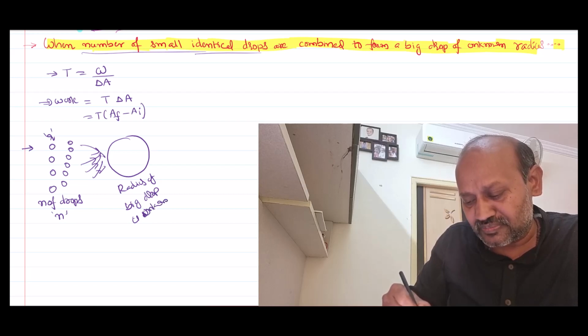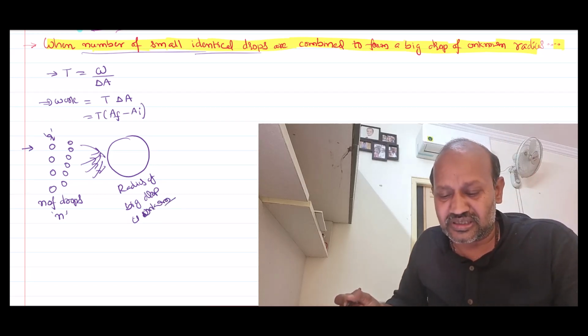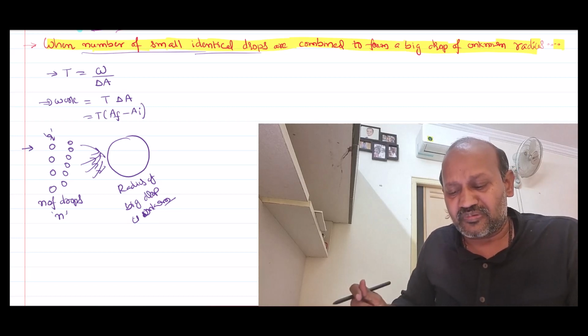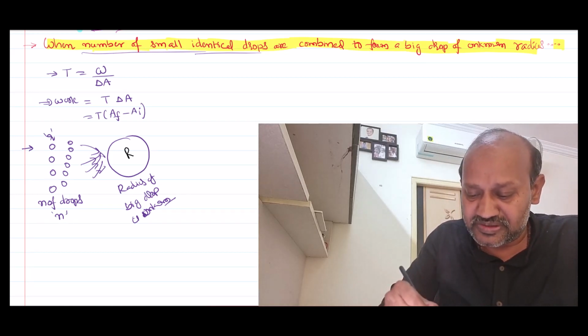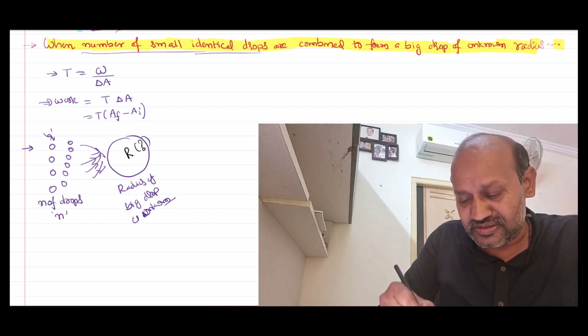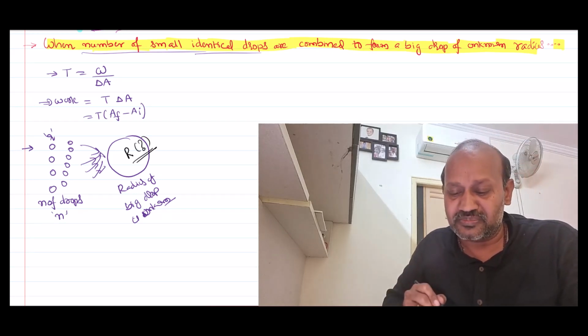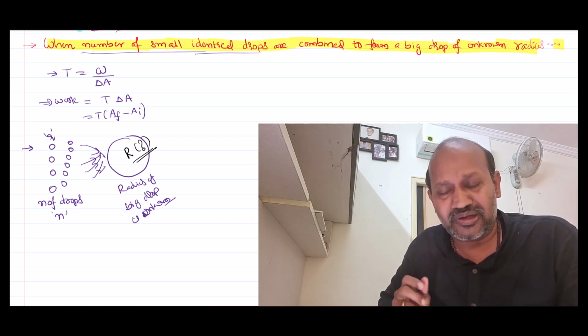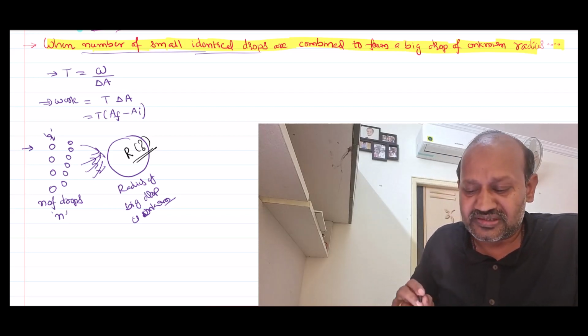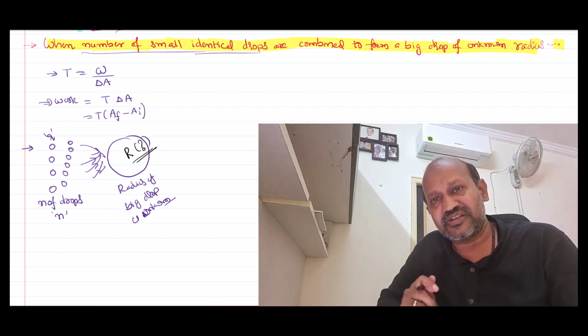Unknown. In that case, I want to calculate work done. But let's assume that the radius of the big drop is capital R. Of course, it's not known for us, so finally I shall eliminate that term. Now, we need to know one point clearly: I can apply conservation of mass.